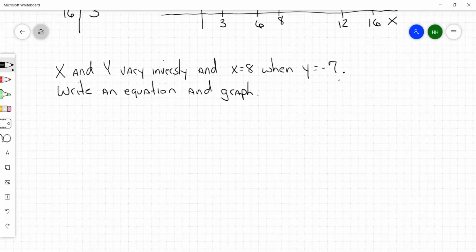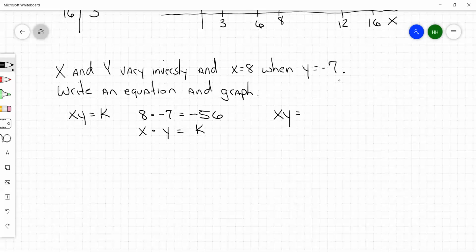They're telling you that your x times your y is equal to a constant. So we take 8 times -7, and we get -56. All right. So here's my x times the y equal to the k. So now the equation is going to be x times y equals -56. So whatever data points you pick, you've got to multiply to -56.